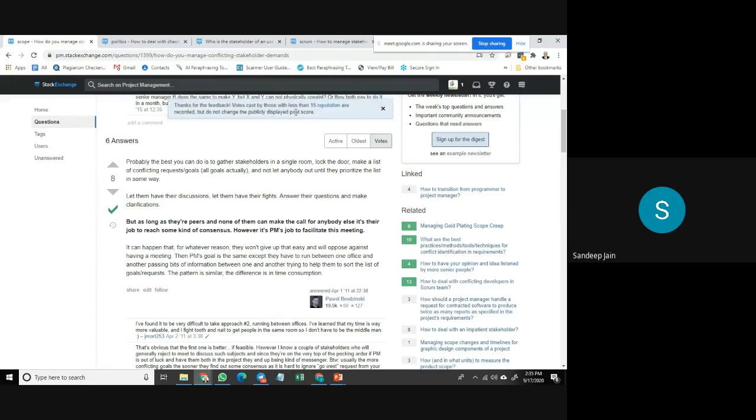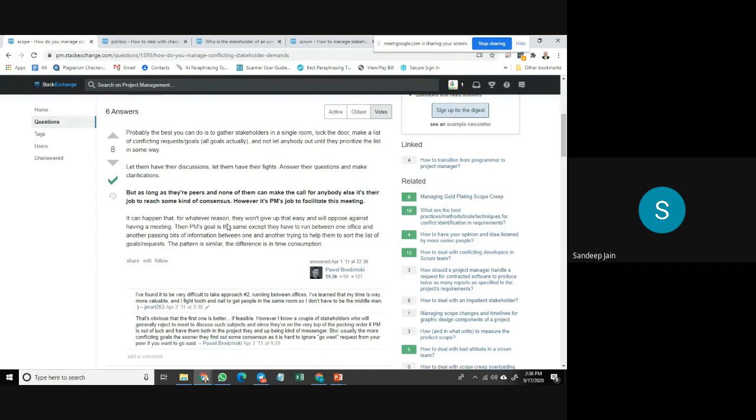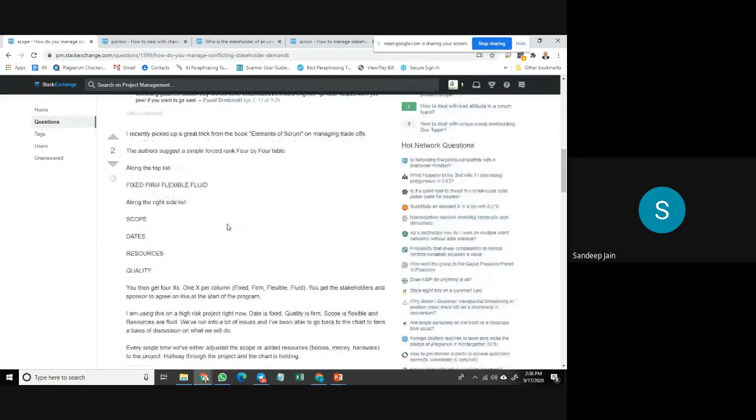Thanks. Votes cast by those with less than 15 reputation are recorded but do not change the public score. So I was trying to upvote this answer, but then I have to earn some reputation value here. And I think the way to earn this reputation is to contribute by way of questions and answers. Okay, I think I'll start doing that. Okay, what else is there?